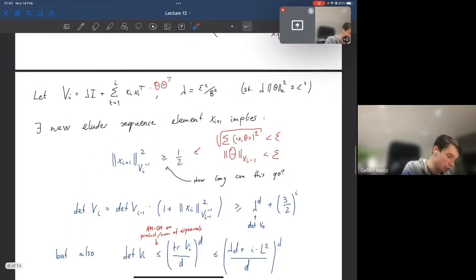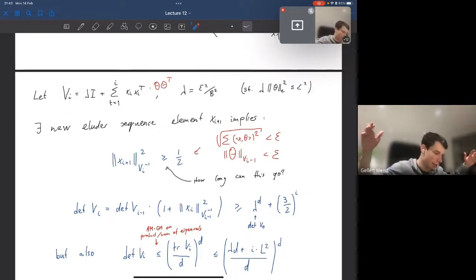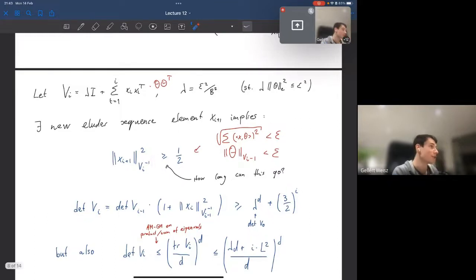Because as you keep doing this, your V_i grows as well, right? You always keep adding this x_i transpose to it. If you imagine this matrix, it's going to get bigger and bigger, and by that I mean if you think about its eigenvalues, they are going to keep increasing, because you keep adding these things. Then you take the norm according to the inverse of it, which is going to decrease, because the inverse's eigenvalues decrease. And you always find a new element such that this norm is still large. So how long can you keep doing this?